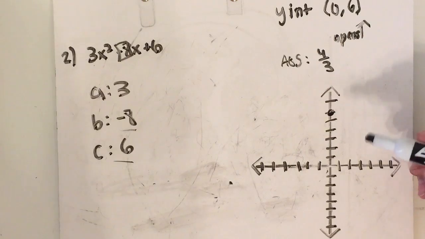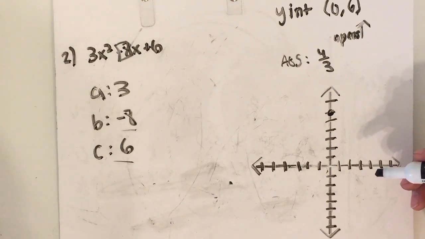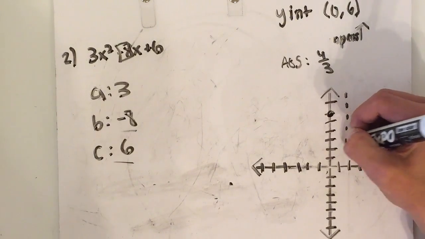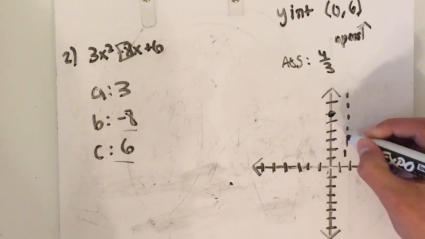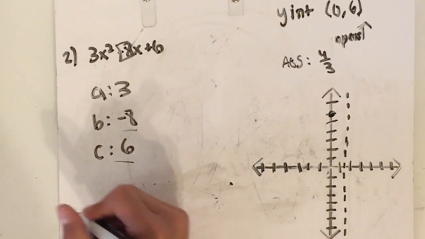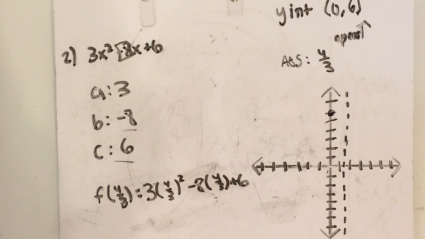With our AOS being 4 over 3, we'll do the same thing we did a little bit ago. We're going to do a little dotted line around where the vertex should be. To find the vertex, we're going to plug 4 over 3 into our equation. So 4 over 3 squared is 16 over 9. So we're going to do 3 times 16 over 9. That's 16 over 3. And then 16 over 3 is about 5 1/3.